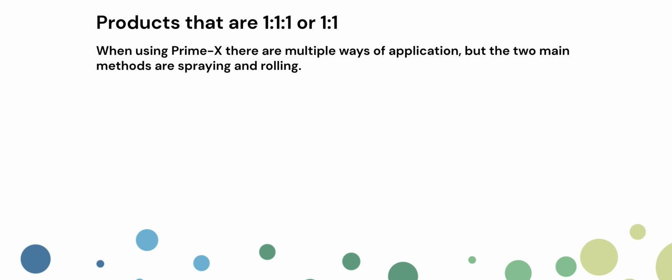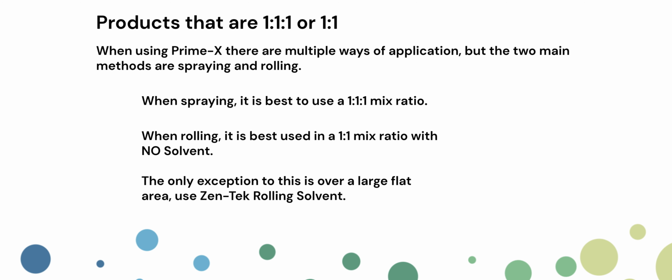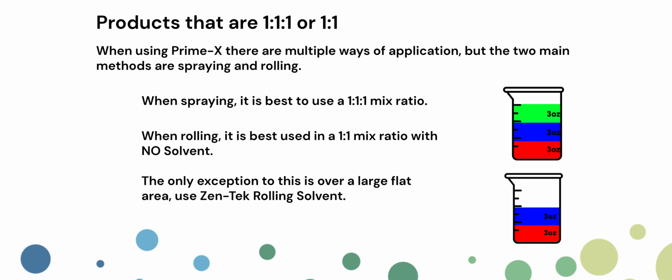Now, reviewing some products that would use 1-to-1-to-1 or even 1-to-1 ratios would be the Primex, and this depends mainly on the method of application, whether it's spraying or rolling. So in the case of spraying, you would like to use a 1-to-1-to-1 mix ratio, and this is shown on the right in the little flask: 3 ounces of A, 3 ounces of B, and 3 ounces of C. This gives you a great balance and allows for some adjustability when putting through spray guns, airless spray guns, or other types of applications. Now when rolling, it's best to use a 1-to-1 mix ratio.